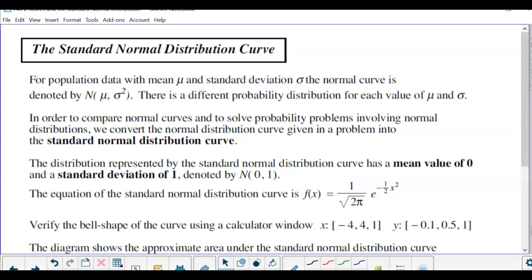In order to compare normal curves to solve probability problems, we convert the normal distribution curve into a standard normal curve and answer the questions appropriately. We'll get to those. Take a look here. This is actually the function. If you wanted to graph that normal distribution, you would put that in your graphing program, calculator, or whatever program you're using. That actually graphs the curve. So the area under that graph is going to be 1.